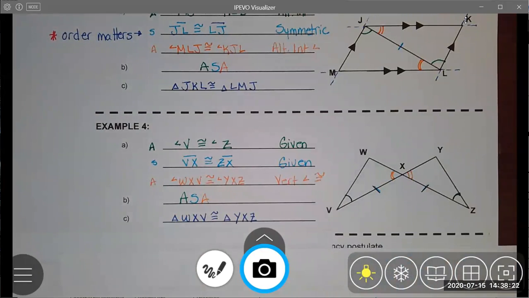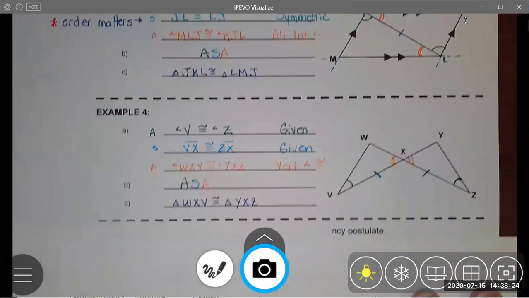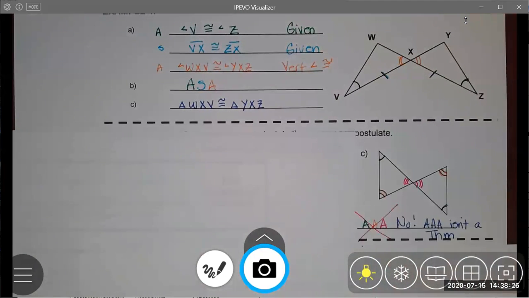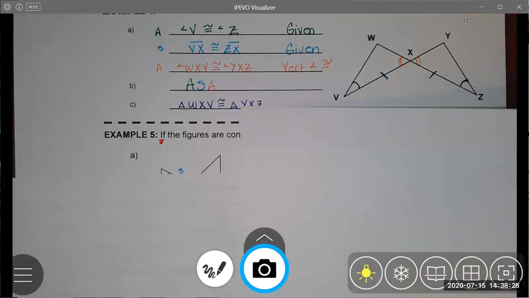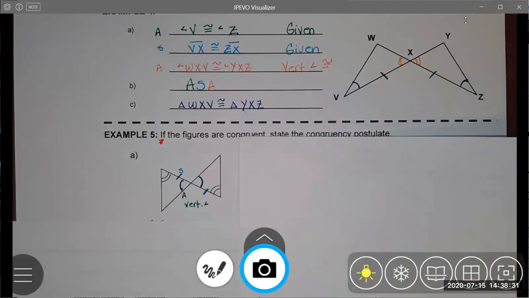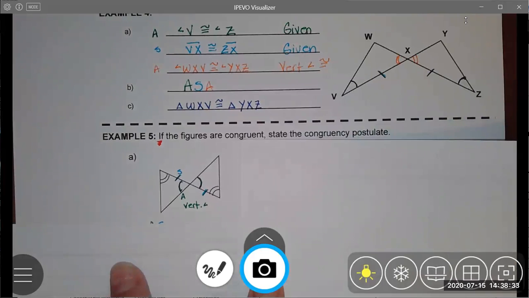Not very friendly names for triangles, are they? All right, let's just keep rocking and rolling here. Are they congruent? Yes or no? And if so, by what postulate?